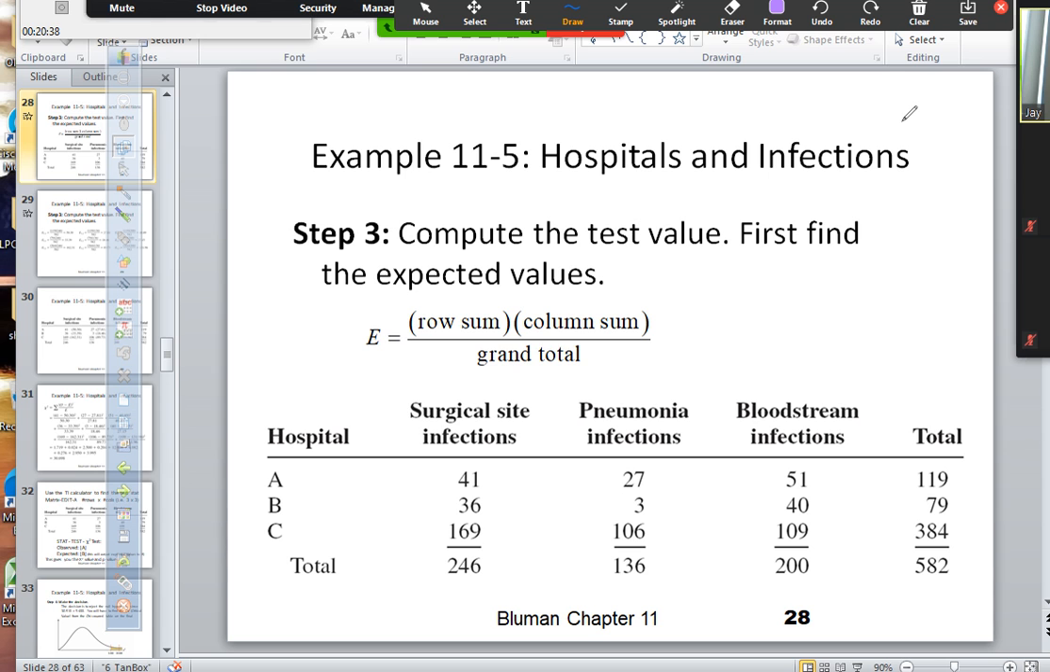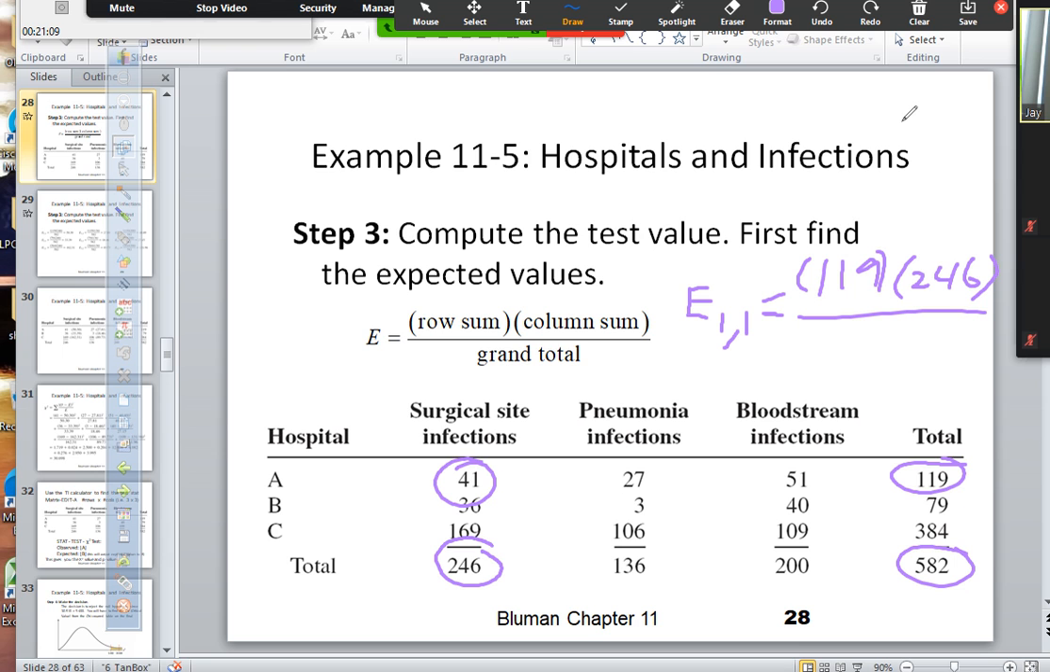So let's take a look at the first one. He has a row sum. So he's in the first row. So 119 is his row sum. He's in the first column. So 246 is his column sum. So his E11, I'm going to write it like this, E1,1 is going to be the row sum, 119, times the column sum, 246, divided by the grand sum of 582.